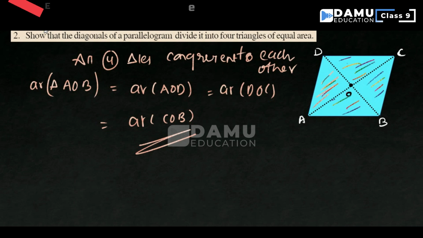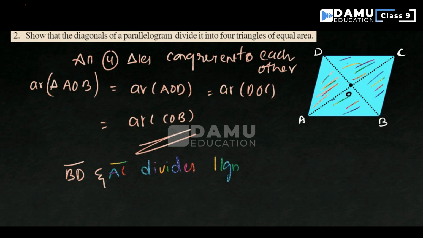So the diagonals of a parallelogram divide the parallelogram into four equal triangles. BD and AC divide parallelogram ABCD into four triangles of equal area.